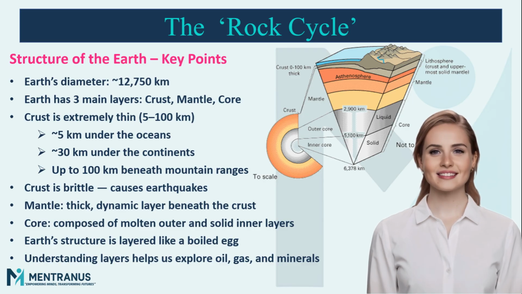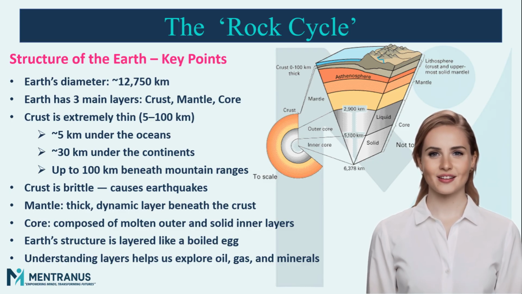Now, the crust is the outermost layer. It's what we live on, and compared to the rest of the Earth, it's incredibly thin. Under the oceans, the crust is usually about 5 kilometers thick, and beneath continents, it averages around 30 kilometers. But here's what's fascinating. Beneath large mountain ranges like the Alps or the Sierra Nevada, the crust can go as deep as 100 kilometers. Imagine that.